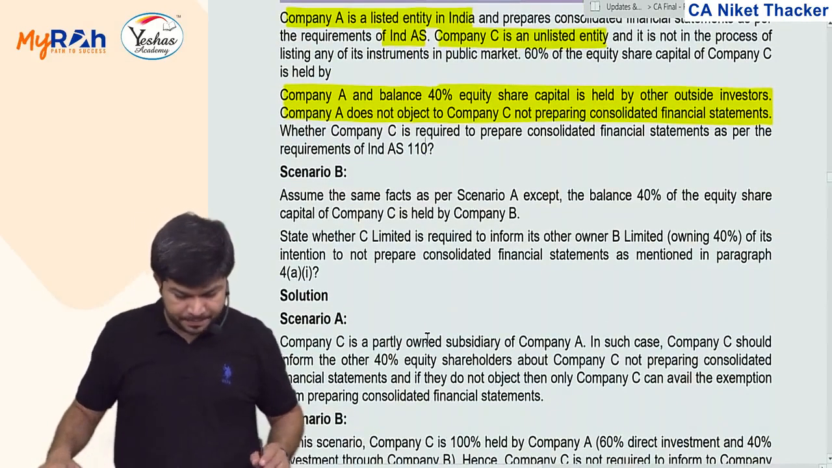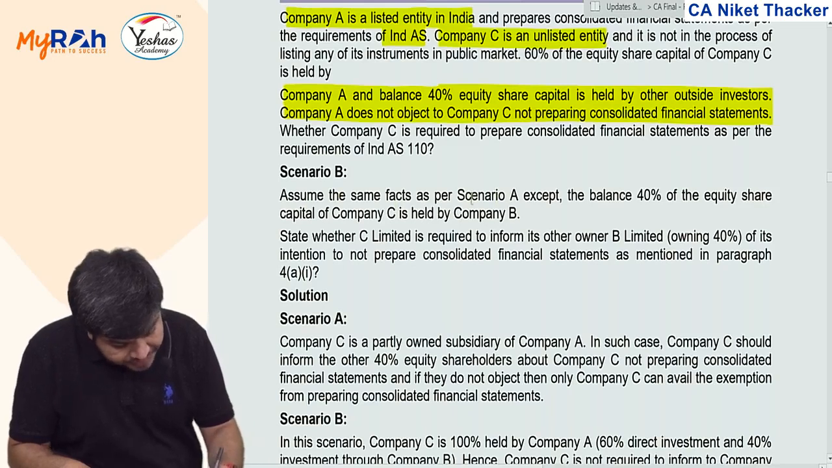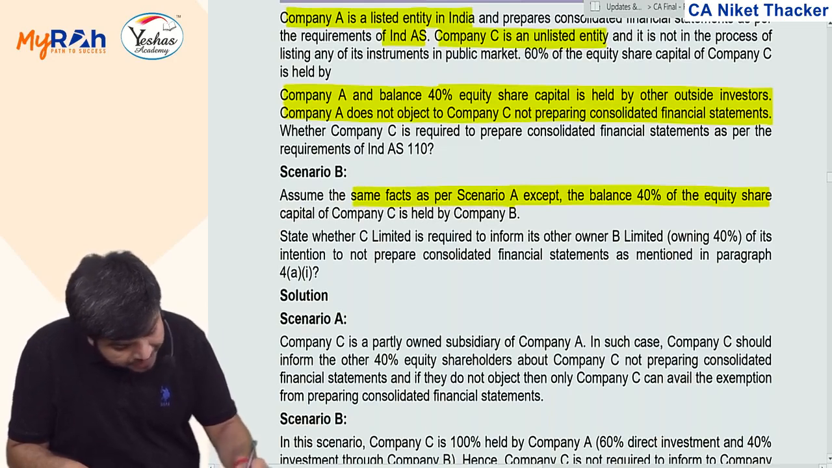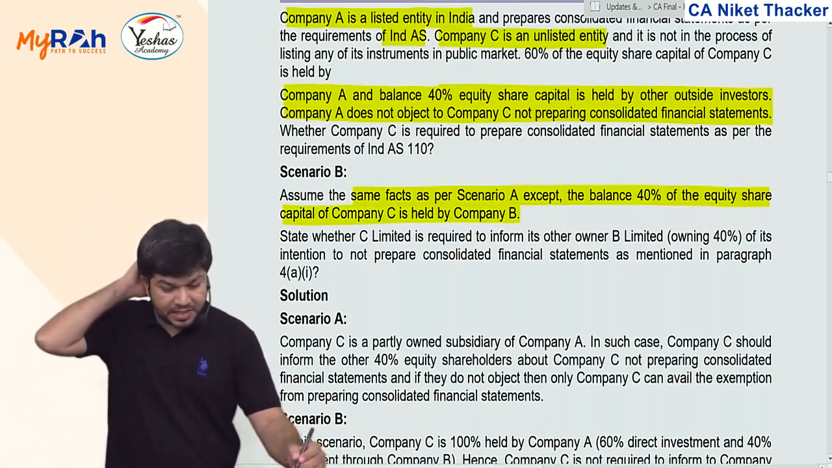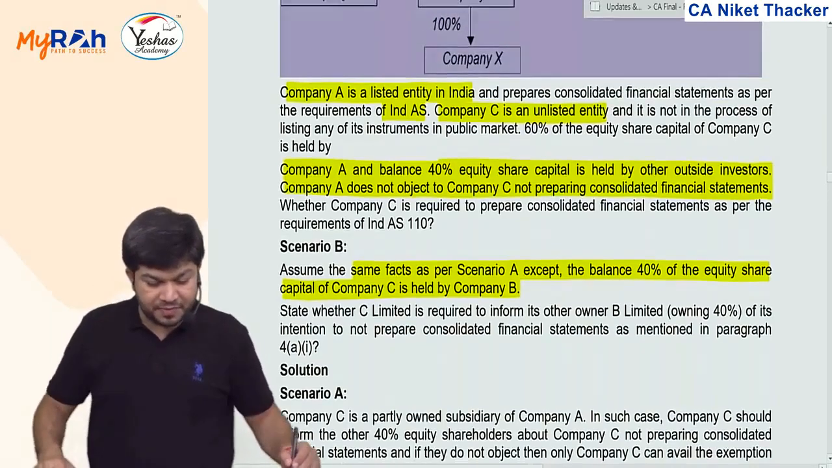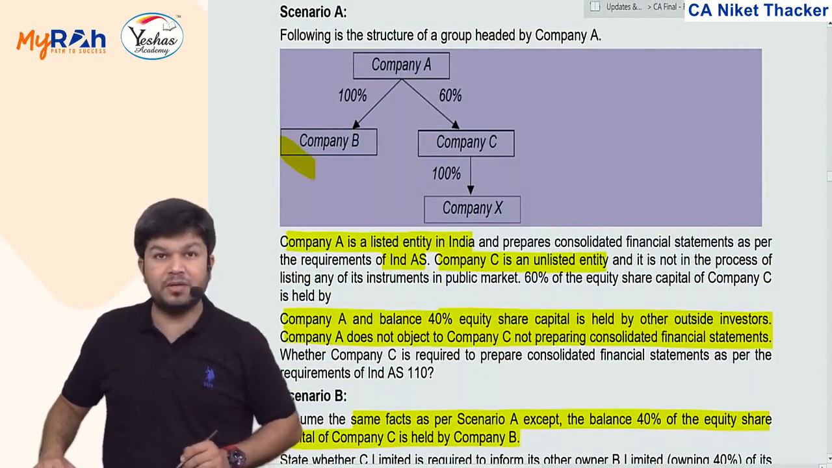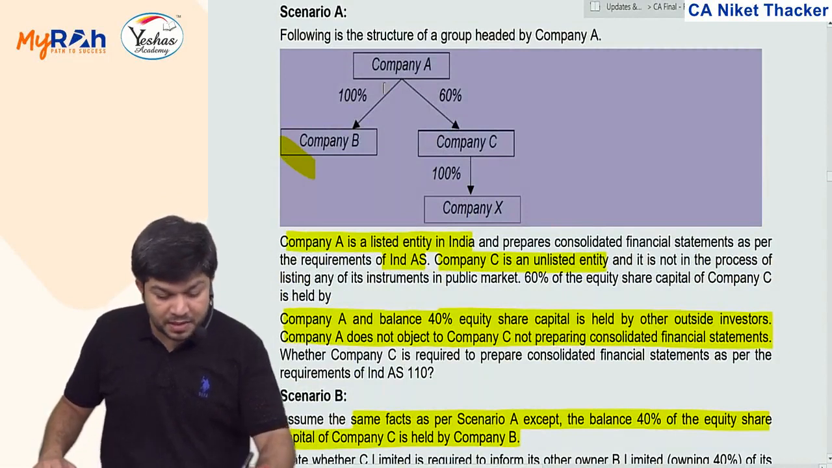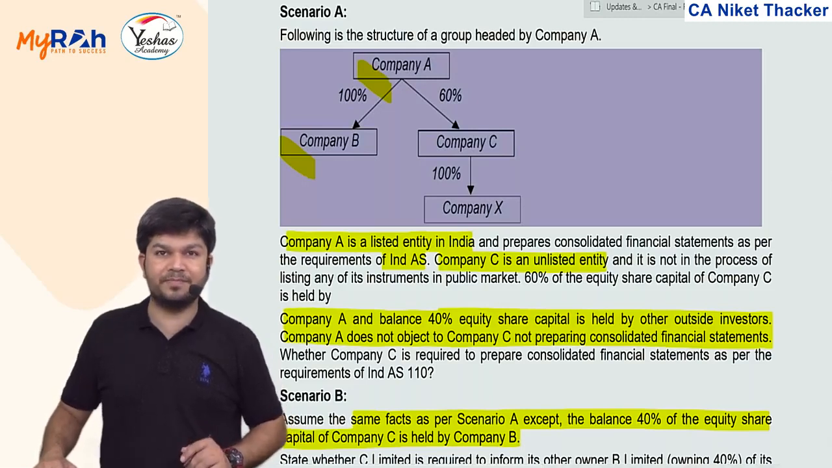Okay, scenario B. Assume the same facts as scenario A, except the remaining 40% of company C is held by B. B is under 100% control of A. So indirectly, C is under 100% control of A.